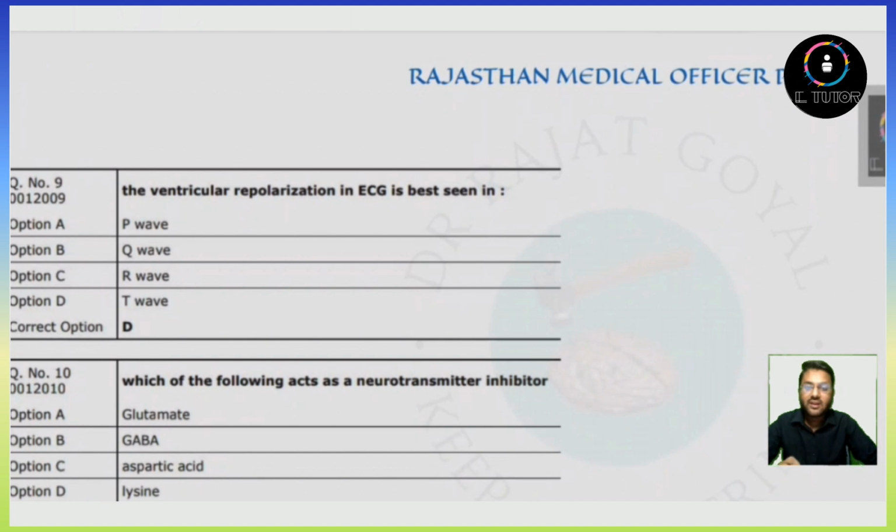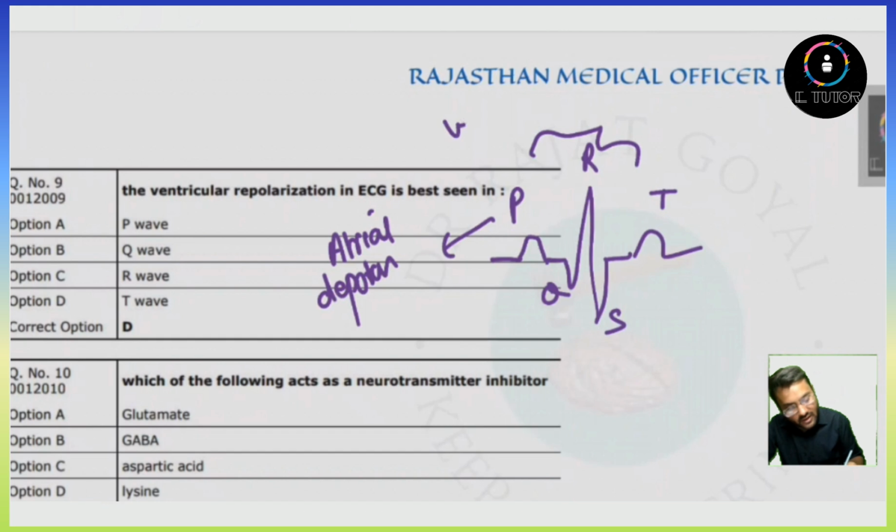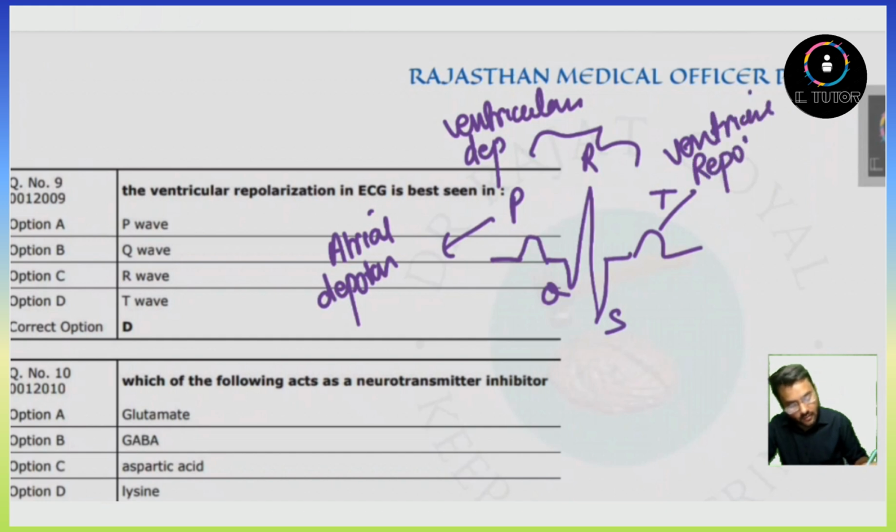Ventricular repolarization in ECG is best seen in. If we talk about ECG, then it has P, Q, R, S and T. P represents atrial depolarization, QRS represents ventricular depolarization, and T represents ventricular repolarization. They are asking about ventricular repolarization, so the answer will be T. The T wave represents the ventricular repolarization.